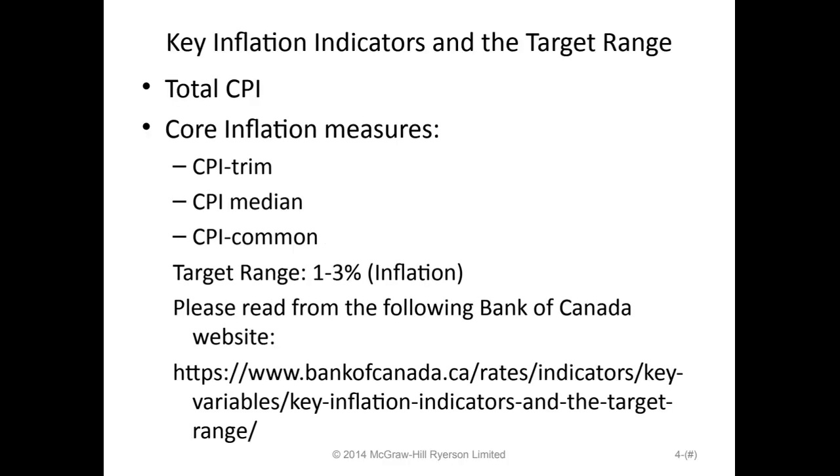I've already given you the Bank of Canada website. Just go visit this website and you will see key inflation indicators and the target range. First you will get total consumer price index, then core inflation. In core inflation, you have three different types: CPI trim, CPI median, CPI common. We know that the Bank of Canada target range is 1 to 3%. Normally the Bank of Canada wants the inflation rate to be 2%, but it can fluctuate between 1 to 3%.